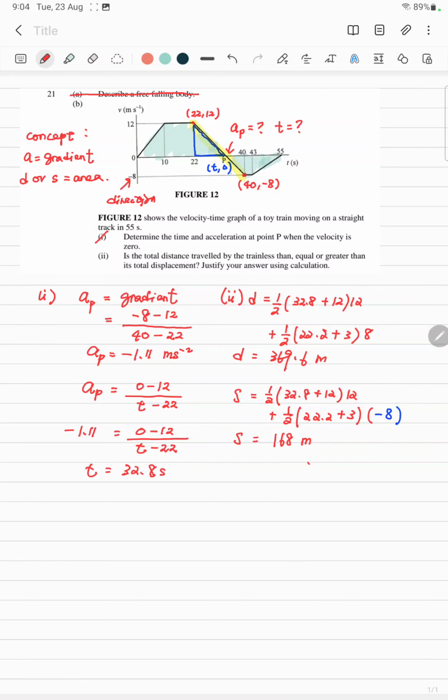So if you compare the distance and displacement, you will find out that your distance is greater than displacement. Okay, your distance is greater than displacement. Kalau you tak nak tulis macam ni, you might write distance is greater than displacement. Okay, then we done question 2.